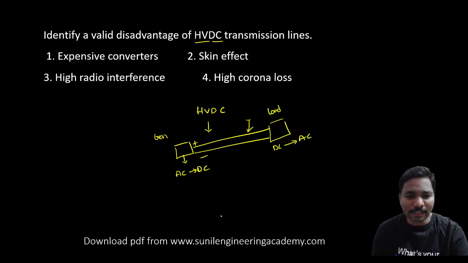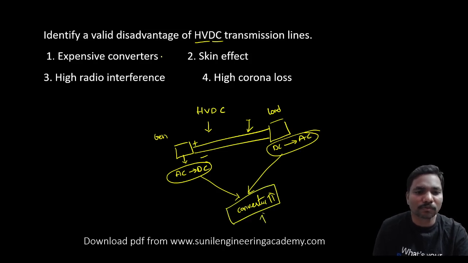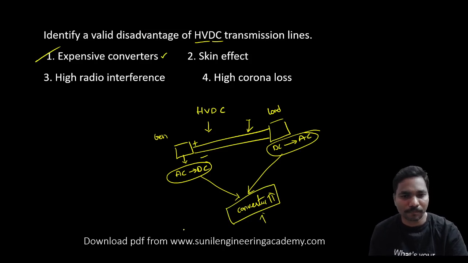In this, what is the disadvantage we have here? These AC to DC or DC to AC converters. These power electronic devices, the converters' cost is high. So this is the disadvantage: expensive converters. So the answer is option A.